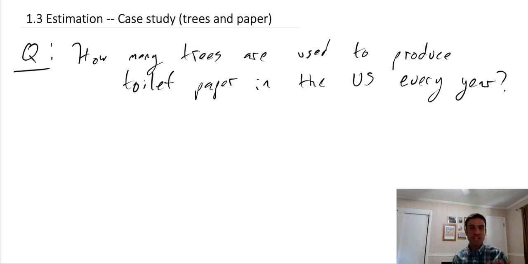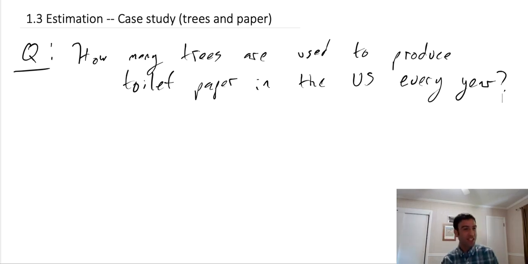And this is one of those things where it's like, where do we even begin, right? At first glance, you might be tempted just to give up or just to guess wildly. Is it 10,000 trees per year? Is it 1 billion trees per year? It's probably not either of those two extremes, but I don't really have a great sense of where to start. I know essentially nothing about trees, the industrial production of toilet paper, or the toilet paper habits of anybody other than myself. And I don't want to know, right?